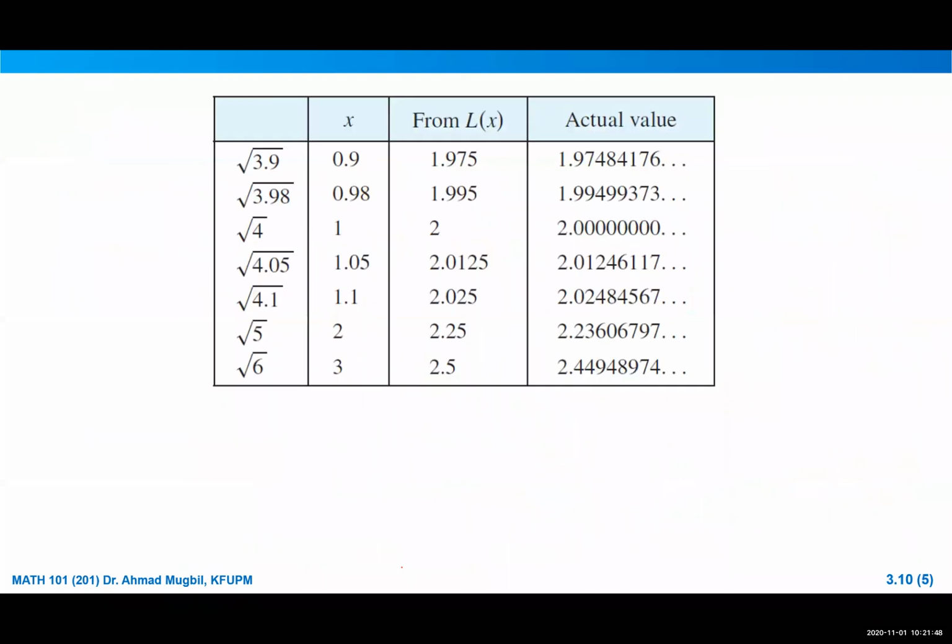If you use the calculator, by the way, look how accurate it will be. Now, these are some radicals that we need to calculate. This is x, this is the linearization, this is the actual value of the function.